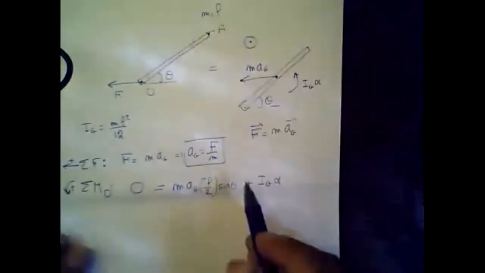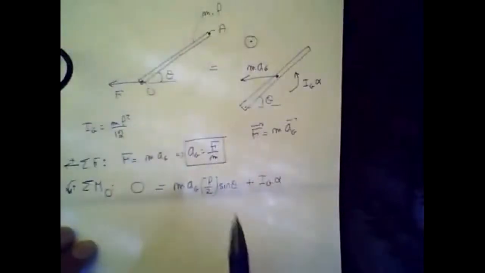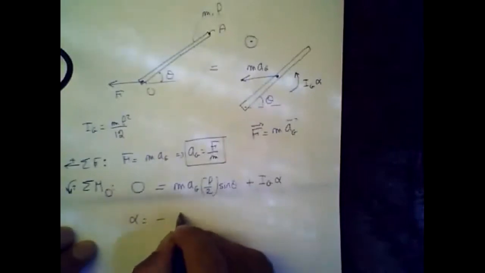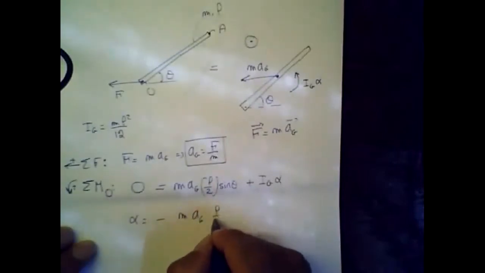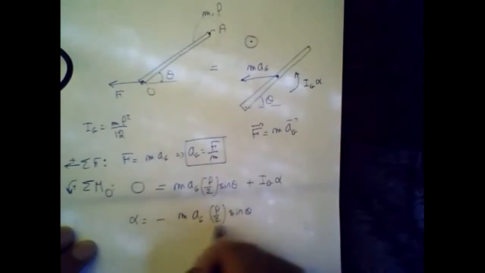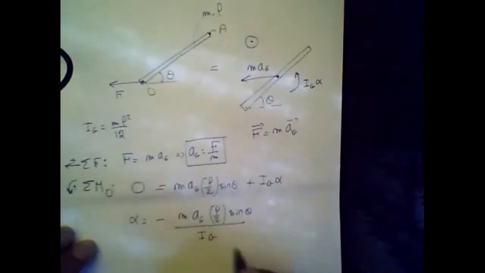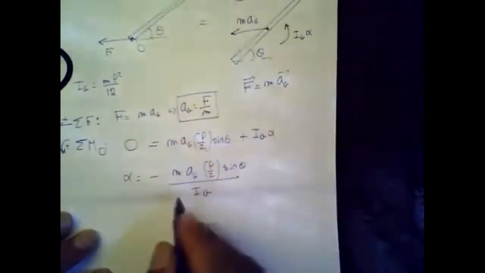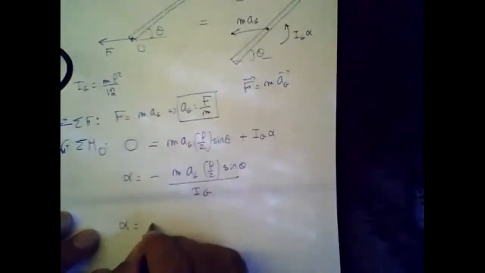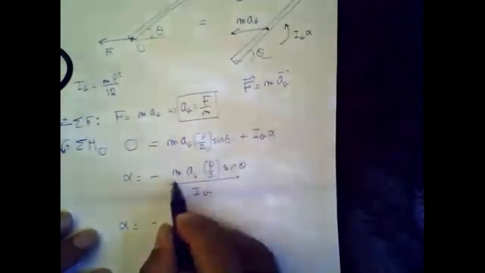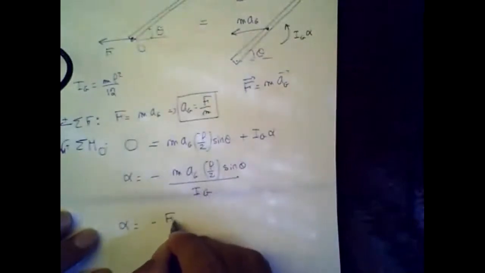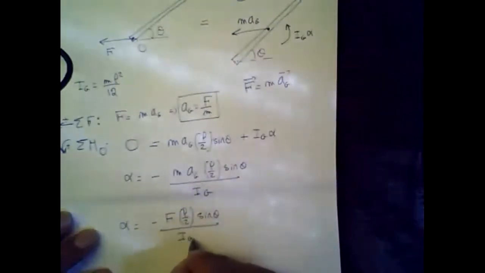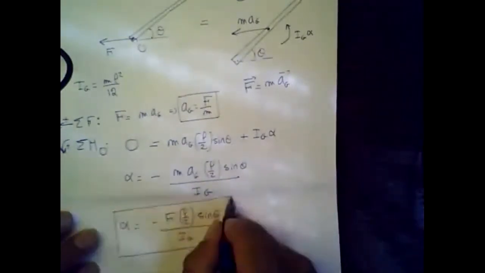Remember, now we have the acceleration of AG, right? It is F over M. Now we need to know alpha. So alpha is going to be equal to how much? Minus MAG L/2 sine theta divided by IG, right? What is AG? AG is equal to F over M, right? So if I put F over M instead of AG, basically M will cancel out. So I'm going to end up with F L/2 sine theta over IG. Is that the final answer for alpha, do you think?